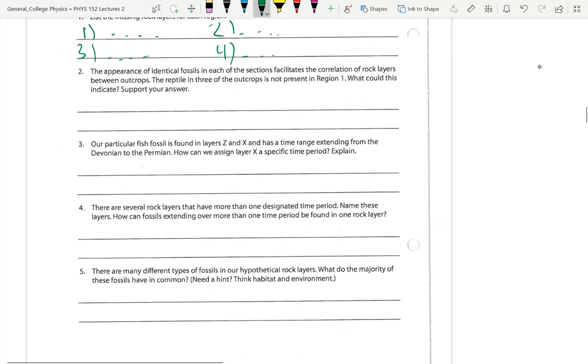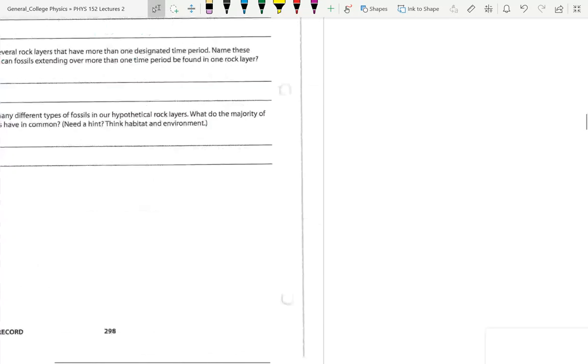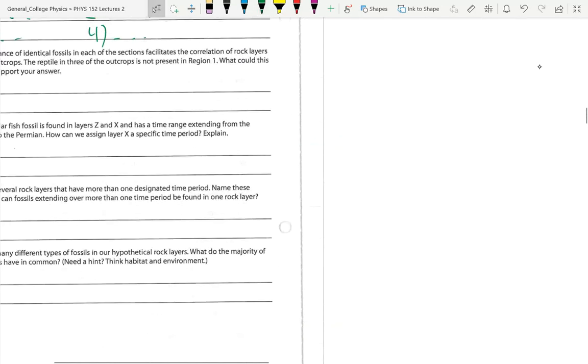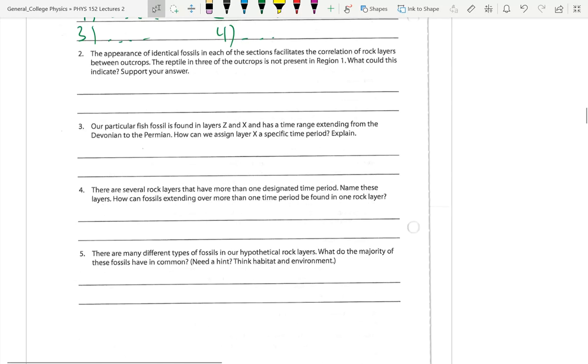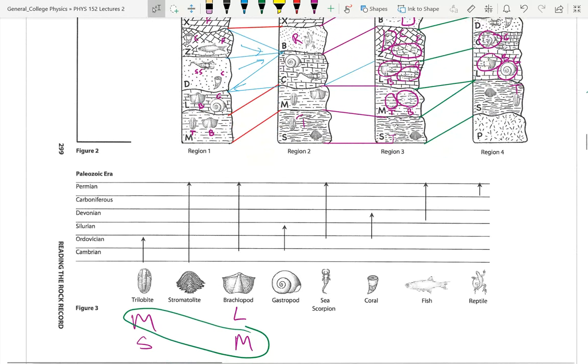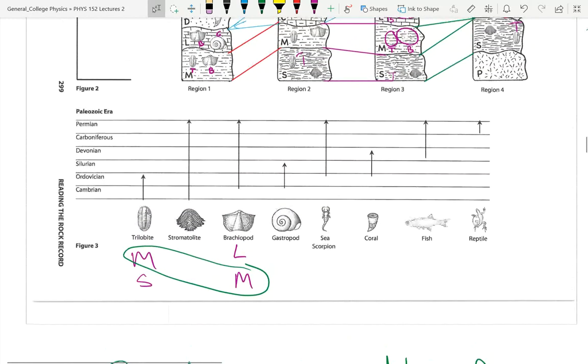Question 2, the appearance of identical fossils in each of the sections facilitates the correlation of rock layers between outcrops. The reptile in 3 outcrops is not present in region 1. So if we look at that reptile, you can see the R's in 3 regions. They're all in B. There is no B in region 1 and there's no reptile in region 1. So that's what your question is asking you about. Number 3, B is Permian. Okay, the reptile only exists in Permian, so that's going to have to be the case. Right? If you look in the diagram here, the reptile is only in Permian.